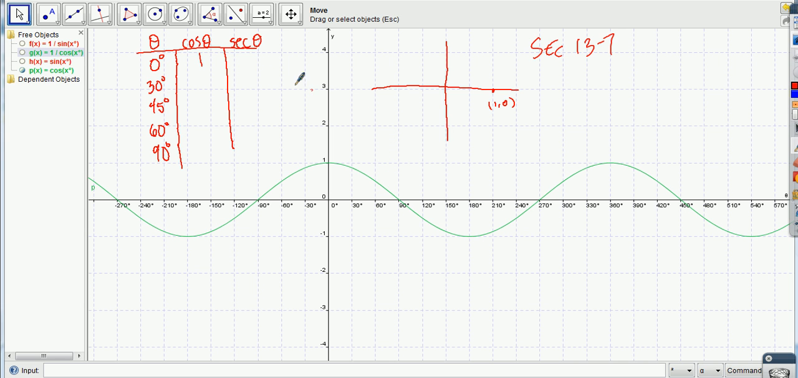Sure? Okay. Now, what's the inverse? Remember, the secant is the inverse of the cosine, isn't it? So let's take the inverse of this. What's the inverse of 1? It's just 1, because 1 is 1 over 1. What's the flip of it? It's still 1 over 1, isn't it? All right, so that's the easy inverse.